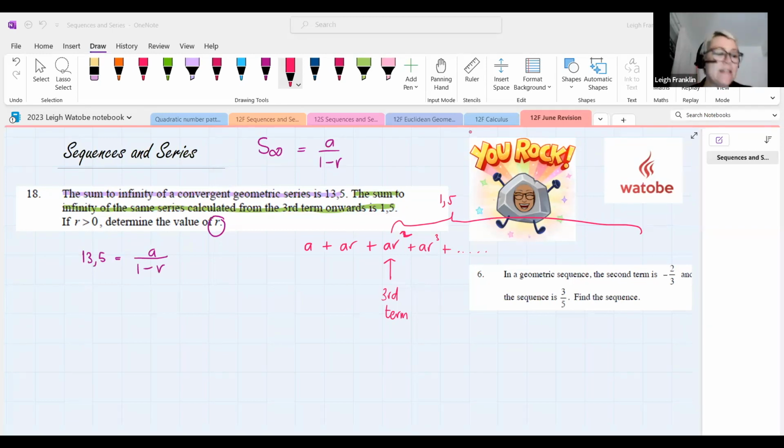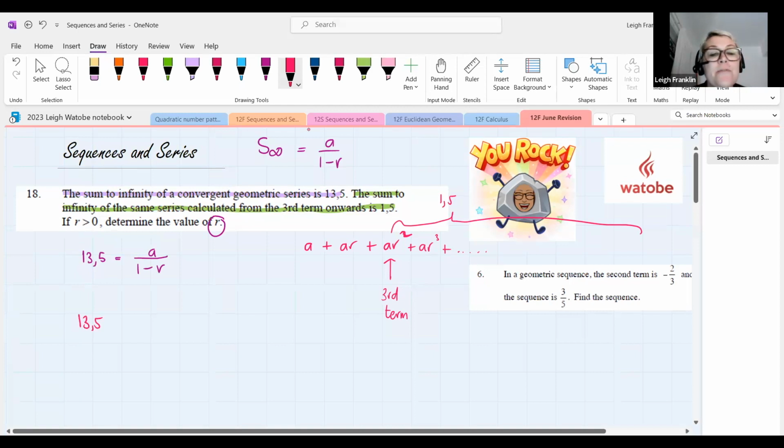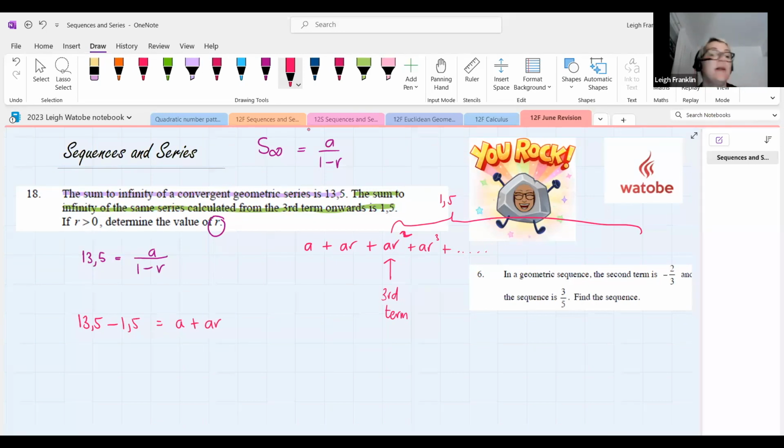So does that not mean that if you subtract 1,5 from 13,5, it's going to give you a plus ar? Beautiful, Chloe. That was excellent. Okay, that's exactly it. You've got to think about the information that they've given you. What does this mean? All right, so if you take 13,5 and you subtract 1,5, that gives you a plus ar. Well done on figuring out that difficult part of the green and what it means, Chloe.